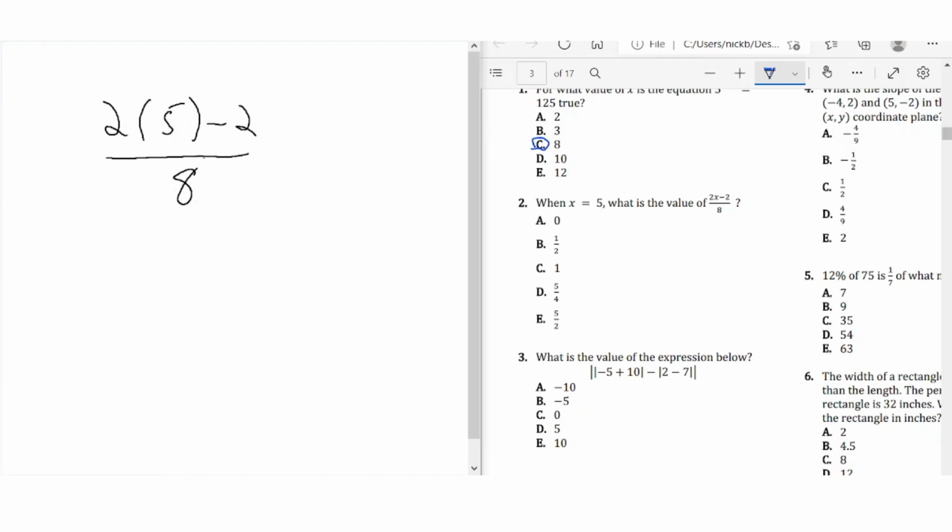Now you could do this in your calculator, and I would suggest always using your calculator when you can because it eliminates stupid mistakes, but we can just get some practice with our arithmetic right here. So we have 10 minus 2 is 8. 8 divided by 8 equals 1. C is our answer once again.